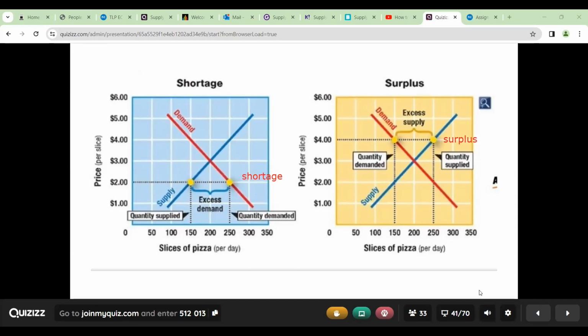So yeah, surplus is when quantity supplied is greater than quantity demanded. And shortage is when quantity demanded is greater than quantity supplied. So yeah, that's that there.